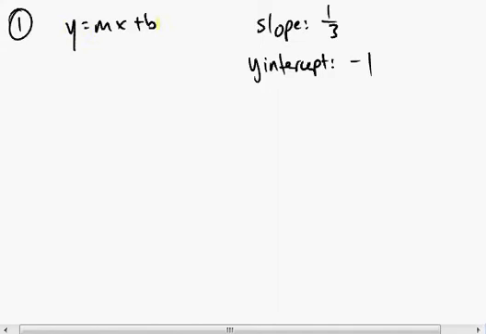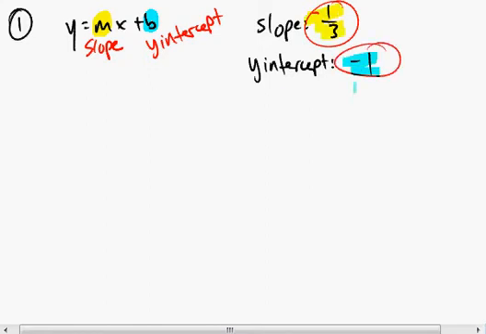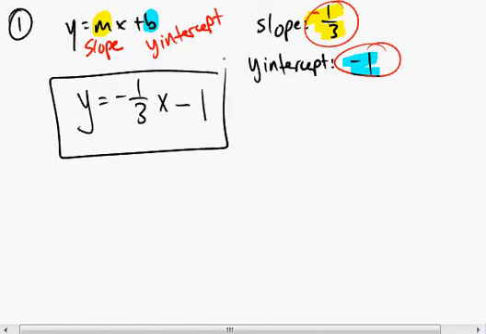When equations are in slope-intercept form, this is the slope. Isn't it -1/3? Yeah. Oh, -1/3. And this here is the y-intercept. So if the question just tells you the slope and the y-intercept, you just put that in the yellow spot, and you put that in the blue spot. So you write y equals -1/3 x, -1. Good, Tiffany, -1. That is D.